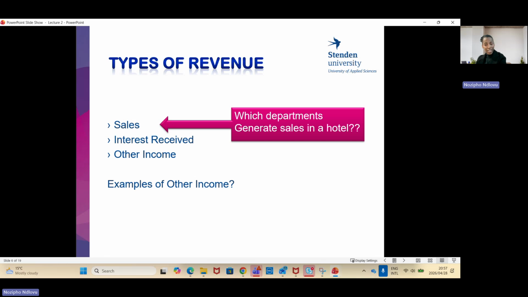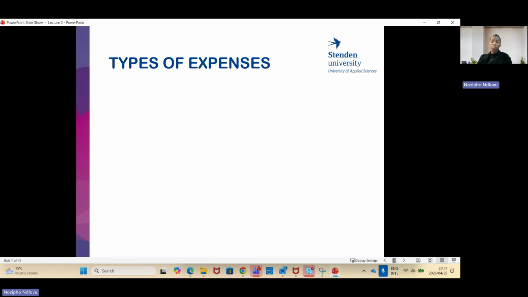You're looking at the interest that is received. If you are generating income from these other avenues, do you receive interest on these? Is there a way that you can receive interest on some of the facilities that you have? So it's important to know all of that.